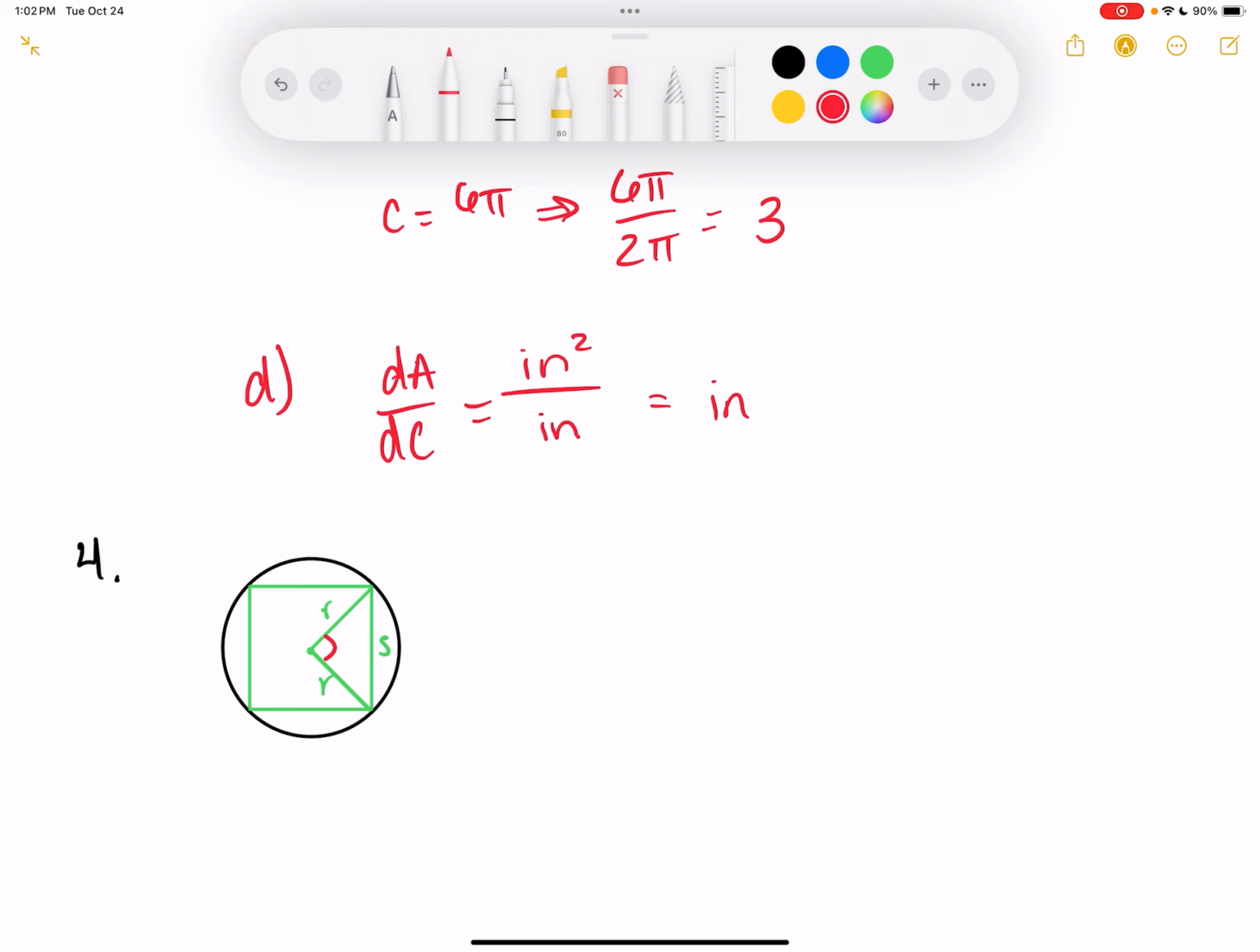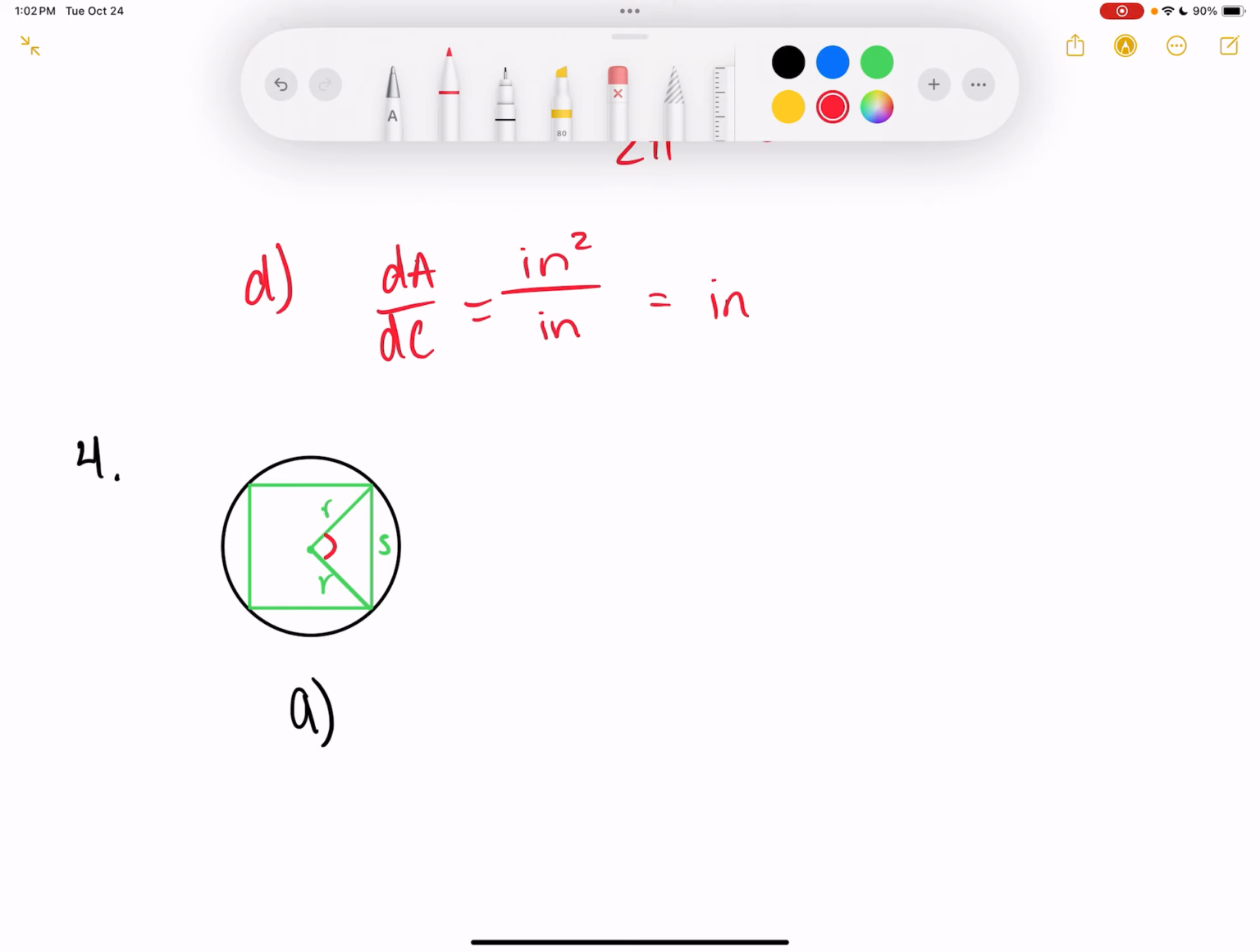Write the area of the square as a function of the radius of the circle. Alright. Area of a square in general is what? S squared. Area of a circle is pi r squared.